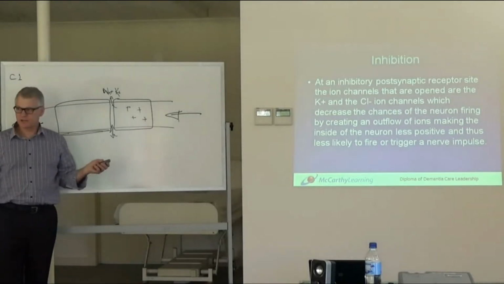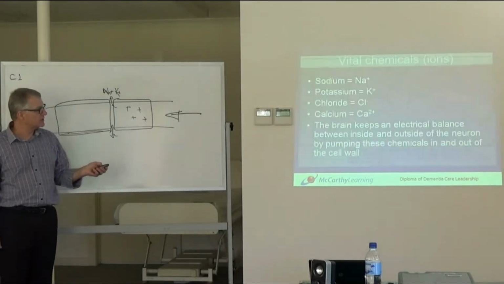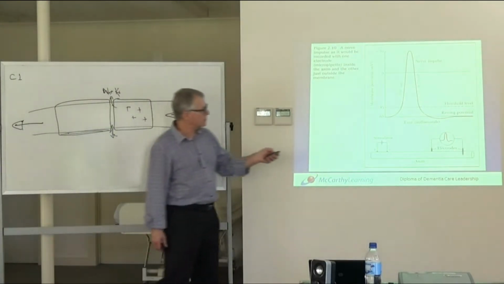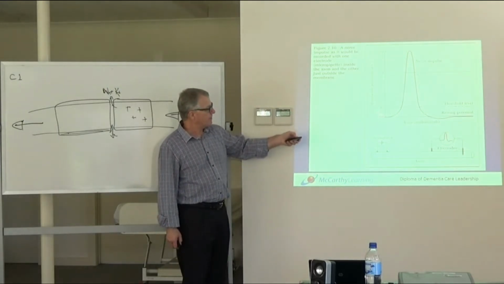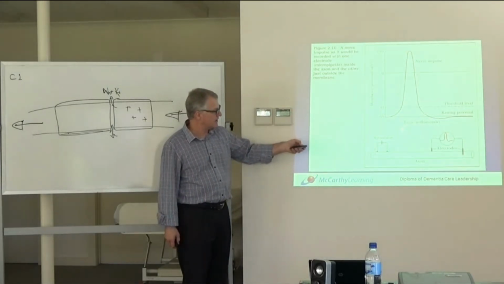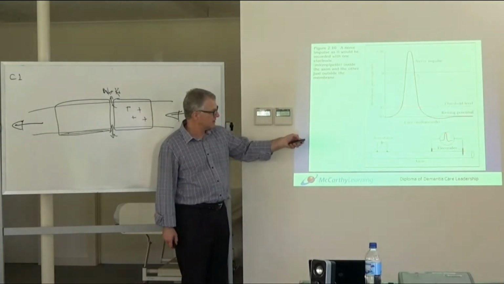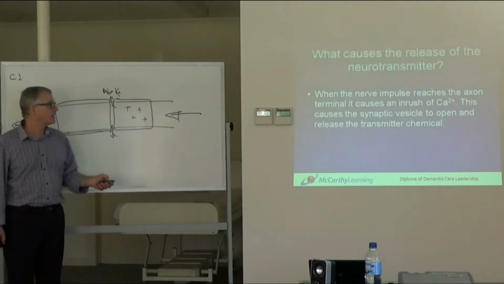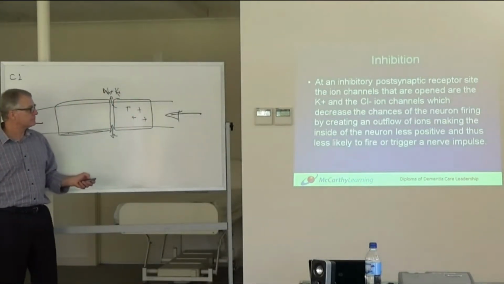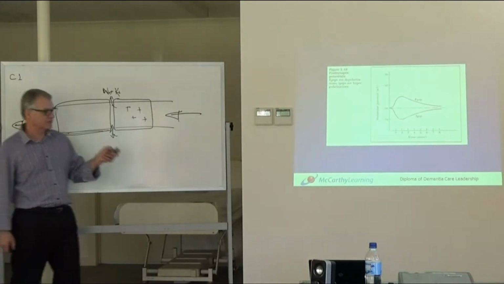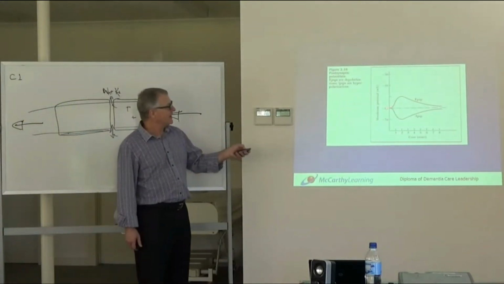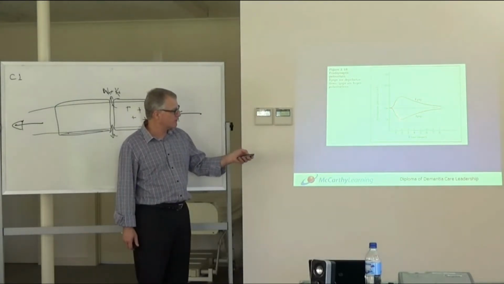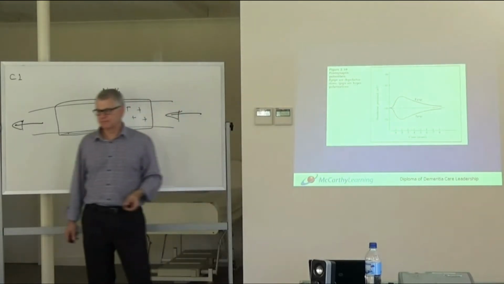Do you remember that little graph that I showed you? I'll just go back a few slides. What happens in the inhibitory receptor is that it goes down here, it takes it away from the threshold level, so it becomes even less likely to fire. Here we go. Here we are. If it's excitatory, it takes it up, but if it's inhibitory, it makes it more negative and therefore less likely to fire.